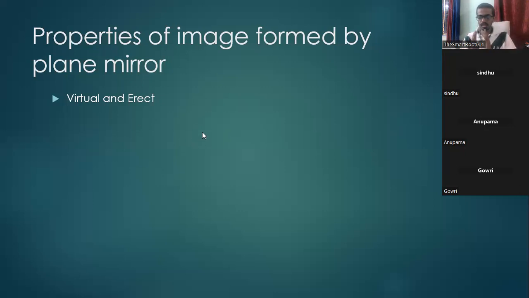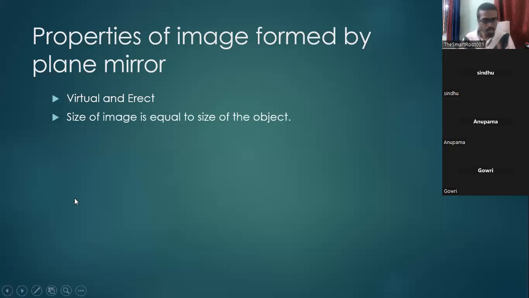So basically, if you go and stand in front of a plane mirror, the image that you see is of yourself. So that will be virtual and erect. You are standing upright, and the image also stands the same way you stand. And it is virtual. Size of the image is equal to the size of the object.